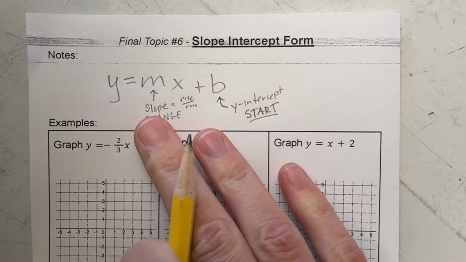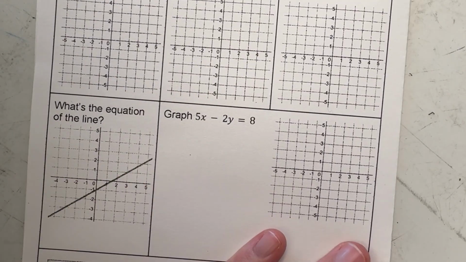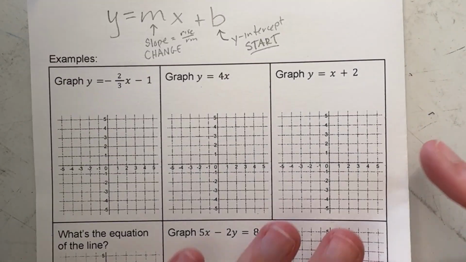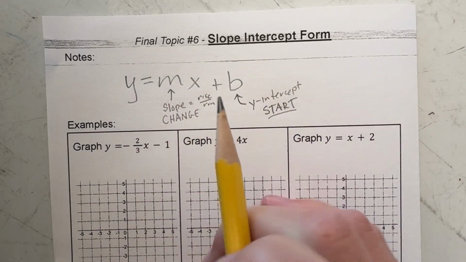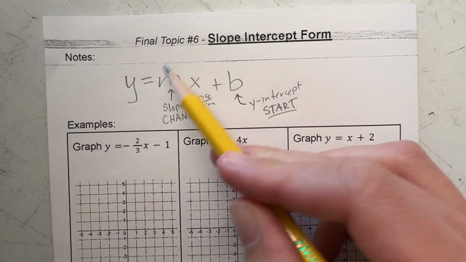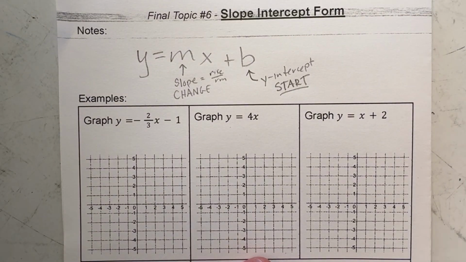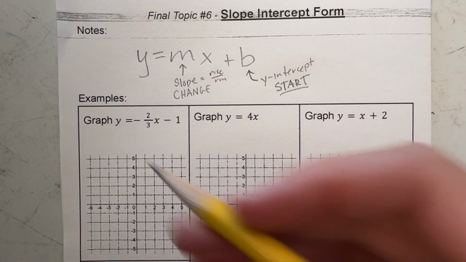Okay, so we can use this to graph lines, but we can also use it to find the equation of a line, to find the equation in a table. It all comes back to this idea that in y equals mx plus b, this is the start, and this is the change. Okay, so let's take a look at some of the different question types on the final that you can use this knowledge for.